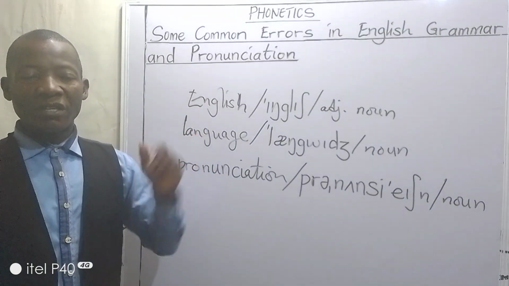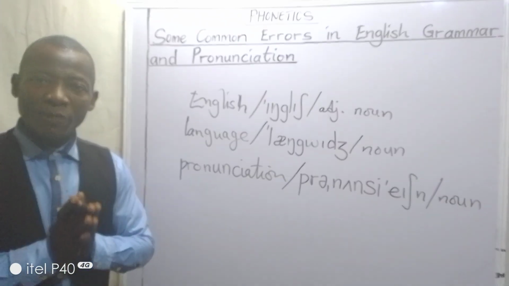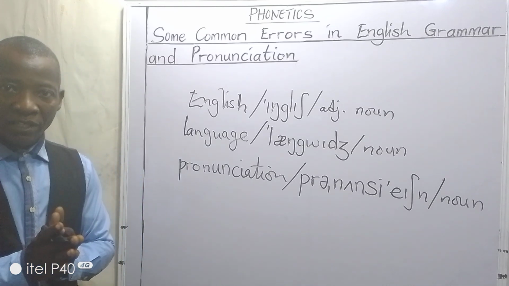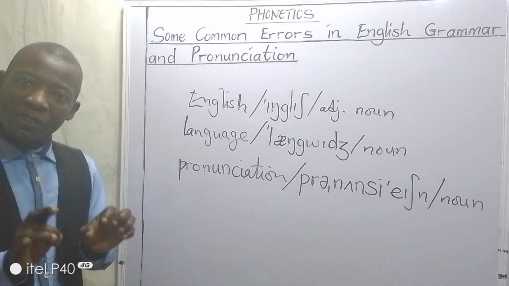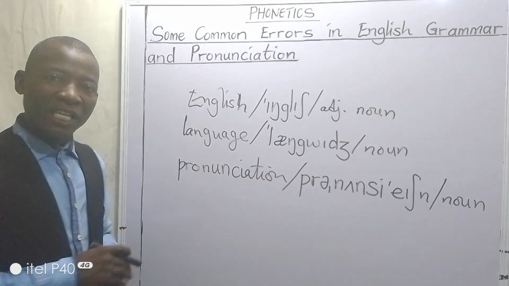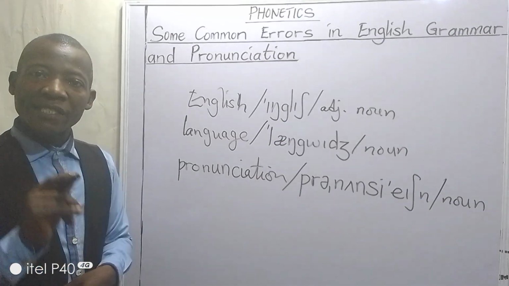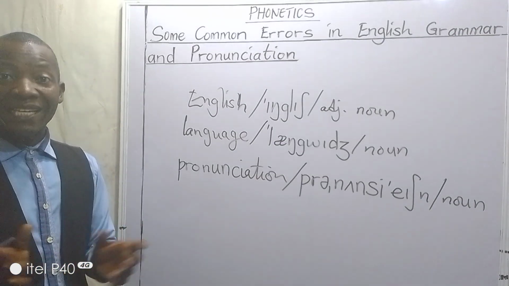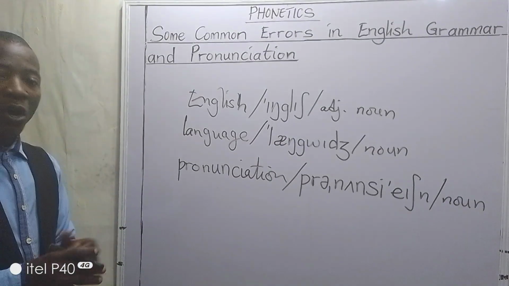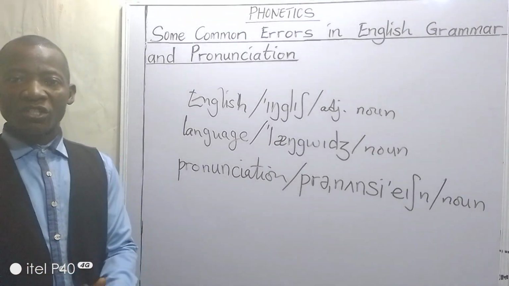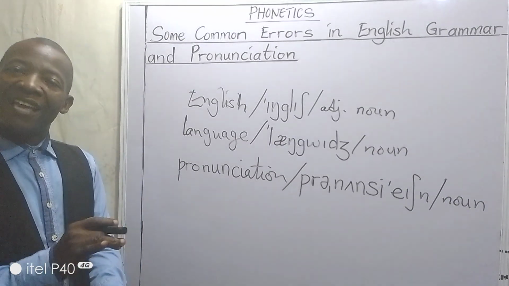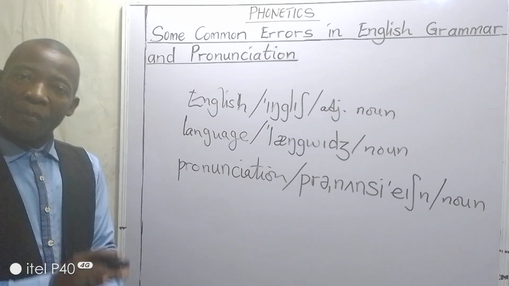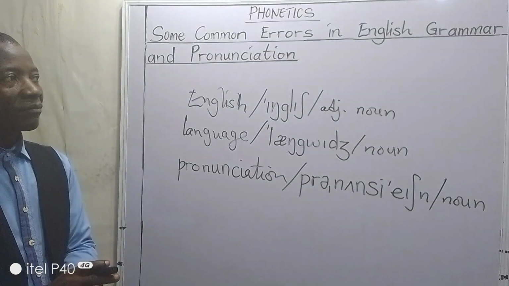What is grammar in the first place? Grammar is the correct arrangement of words into sentences. I repeat, grammar is the correct arrangement of words into sentences. Then what is a word? A word is a single unit of a language that can be written or spoken, and is also used as a tool of communication, while communication is the activity of passing information to one another.